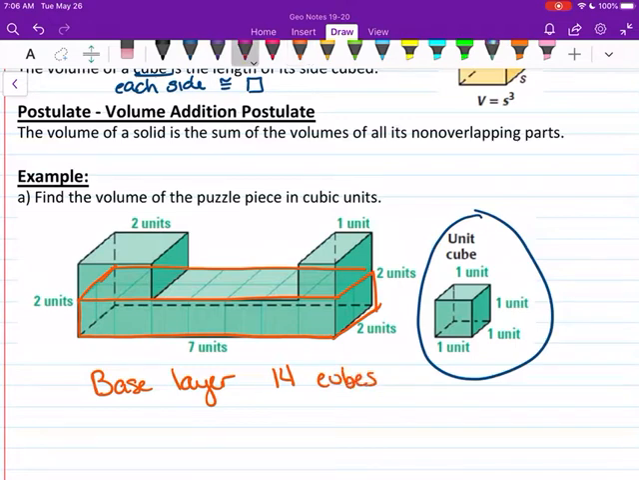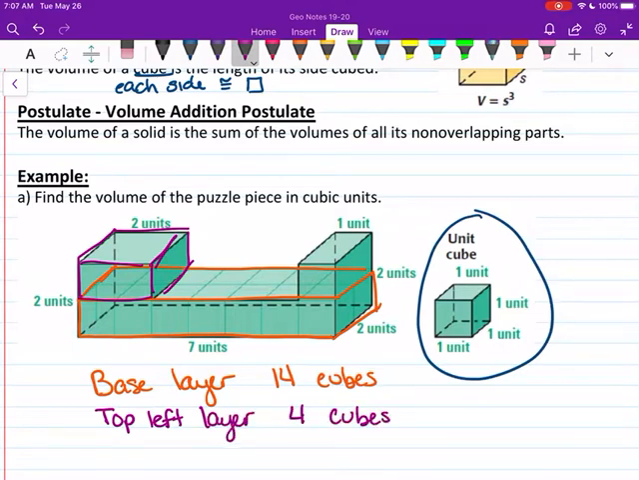And then if I look at the top left over here, look at this piece over here, I get 2 by 2. So the top left layer is going to give me 4 cubes. And then if I look over here, the top right, I have 1 by 2. So the top right is going to give me 2 cubes.